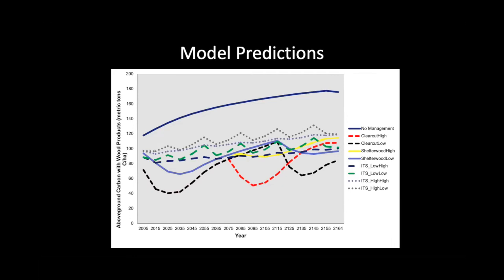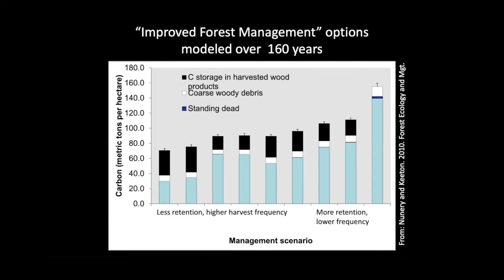We can go to the next slide, please. Okay, so that's shown here. And then if you just click a couple of times. So here we have all of those scenarios that we modeled over 160 years arrayed on this continuum of most intensive on the left to least intensive on the right.